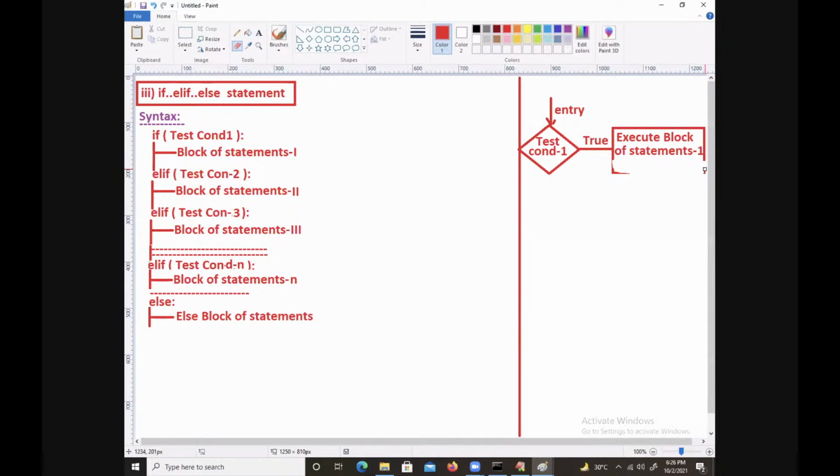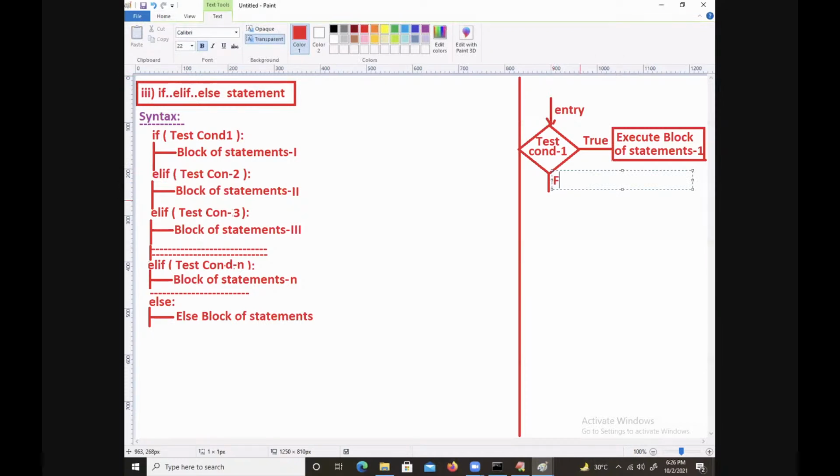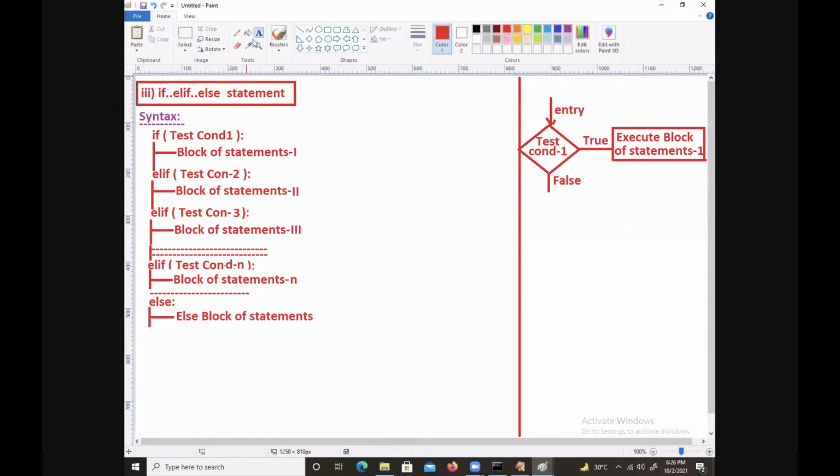Just a minute, I will give you the compact diagram, because I want to give everything in one place, which is better for you. Fine. If it is false, what is happening? Tell me. Another condition, that is nothing but what? If false, it goes to test condition 2. If that is true, what will happen? The same type of diagram I just want to carry on, dear students.